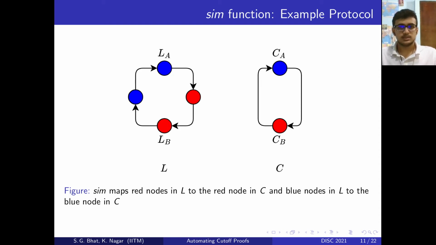As an example, consider the following instantiation of an arbitrary size system L with 4 nodes and the cutoff system. As highlighted in the figure, the red nodes in L map to the red node in C, and the blue nodes in L map to the blue node in C.